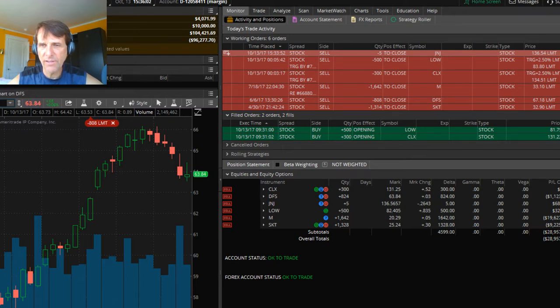Johnson & Johnson should fill any second because we got the limit order of 136.54, and it's at 136.57 right now. So that should be sold. Okay, anyway, this account is up about 4,900, which is 4.9% for the year. Not as good as we were last year. Last year we hit 26% with this particular strategy.